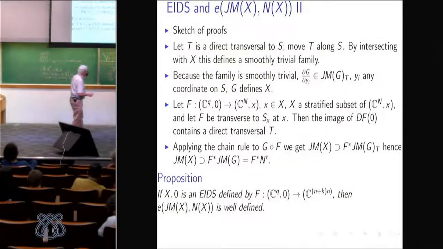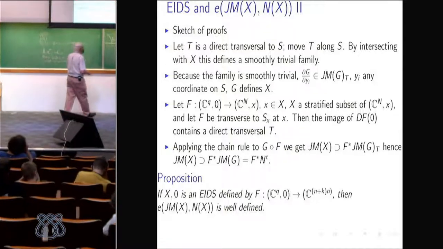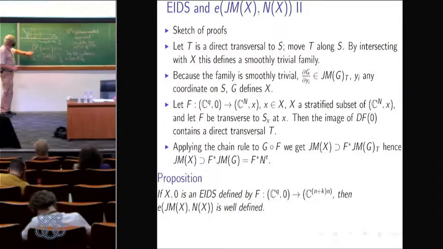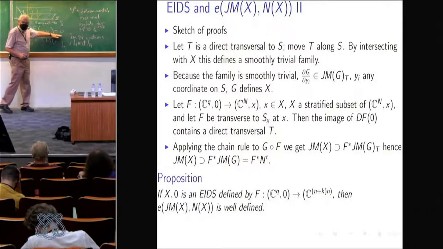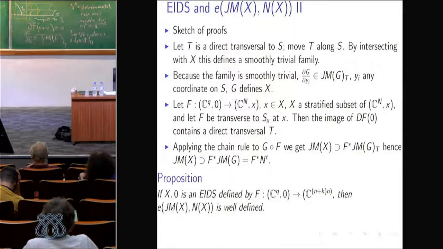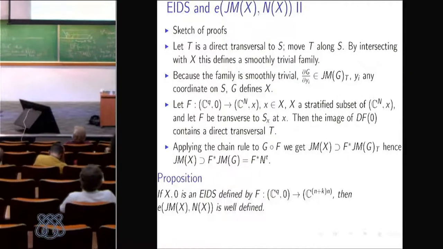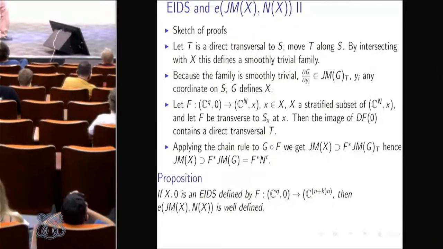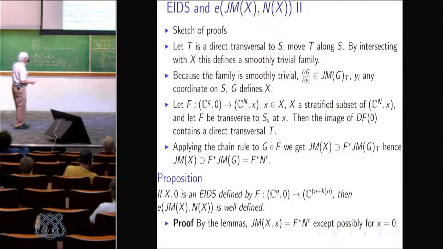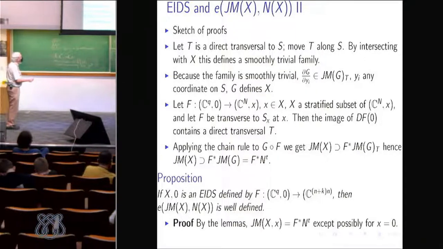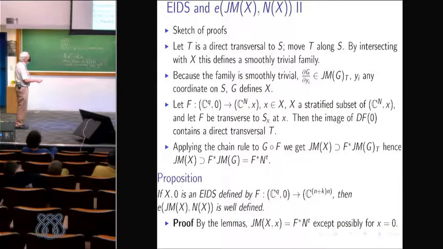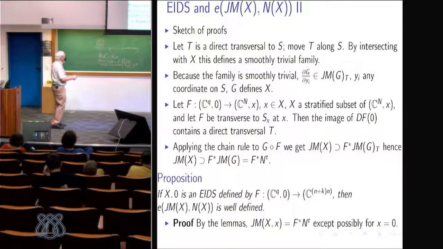In the Whitney case, what's going on is that we are going to use not this result, but the result that it is contained in the integral closure of F. And that's what it means to have a Whitney trivial stratification. Okay, proposition. This means that the multiplicity of the pair is well defined, because by the lemmas, the small module is equal to the big module, except perhaps at zero. And that's all we need to show that the multiplicity is well defined.